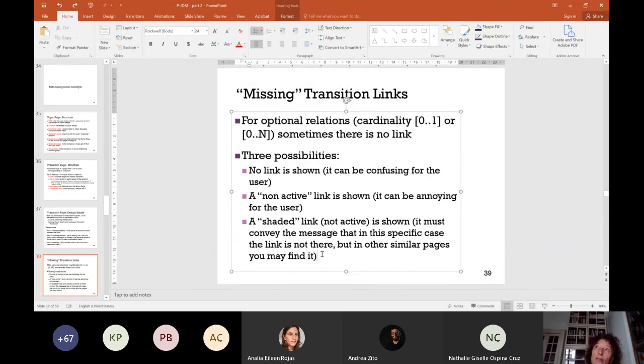So you say, okay, something is wrong with this link. Maybe if you can do a sophisticated mechanism, you can put a non-active link and say this link is not active because this relationship does not hold in this case. So you get into the realm of a sophisticated design solution, but you have to take into account that when the minimum cardinality is 0, you have to think of something special for that.